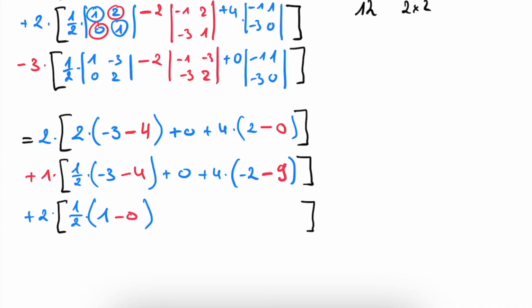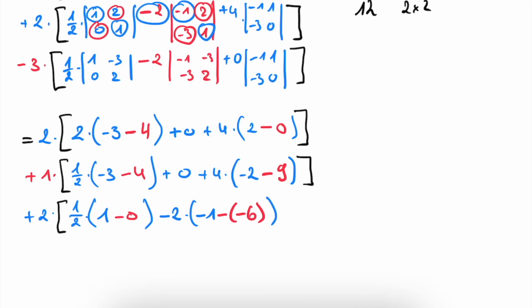Then we'll get this term, so minus 2 times minus 1 times 1 is minus 1, minus minus 3 times 2 is minus 6, so we have to minus 6, and I will just write it out fully here, not to get any confusion, and calculate it in the next step.